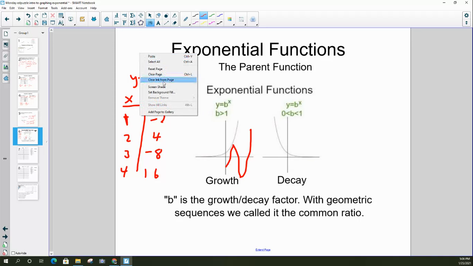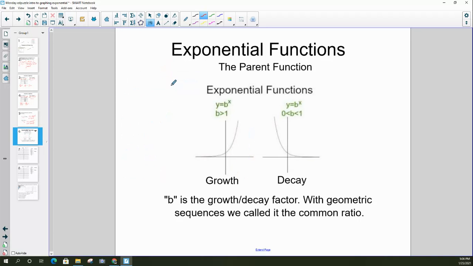All right, so b has its restrictions, okay? b has to be either between 0 and 1, and that makes it a decay factor, or greater than 1, and that is a growth factor. You should be able to look at a graph and tell if it's growth or decay. And we're talking about end behaviors really control that. If the right end behavior is going towards positive infinity, then it's growth. If the right end behavior is going towards an asymptote, towards a constant number, then it's decay.